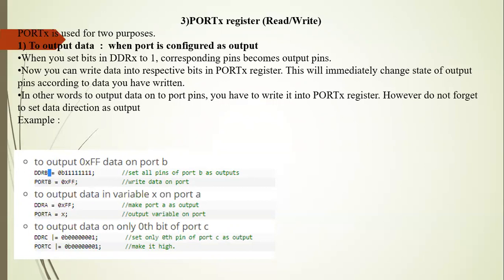We are seeing the first purpose now. The first purpose is to output the data. So in the case of an LED, when we want the LED to be on, we'll write 1, and if we want the LED to be off, then we'll write 0. Now we'll look at the next important function. The major function is to output the data.